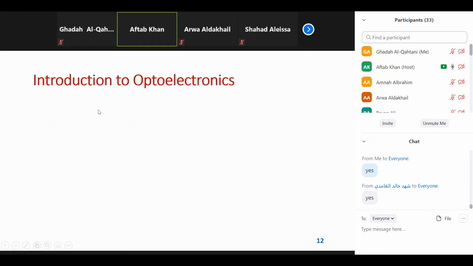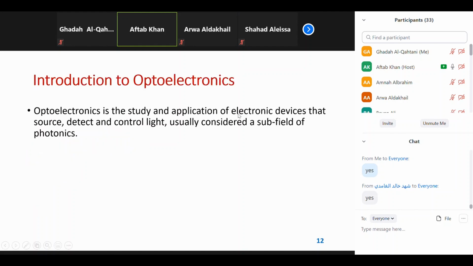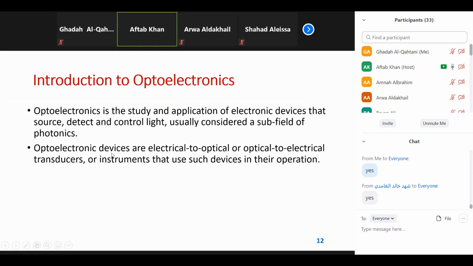Now, introduction of optoelectronics. Optoelectronics is the study and application of electronic devices that source, detect, and control light, usually considered a subfield of photonics. Optoelectronic devices are electrical to optical, you can say converting electrons to the photons, or optical to electrical. Transducers, that is converters, they can convert light element, photon, into electrons and electrons into photons, or an instrument that uses such devices in their operation.